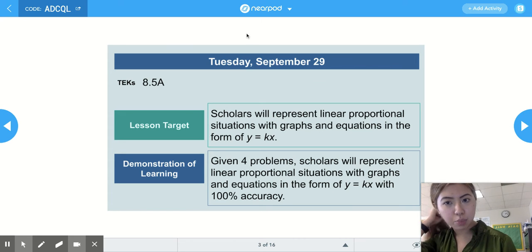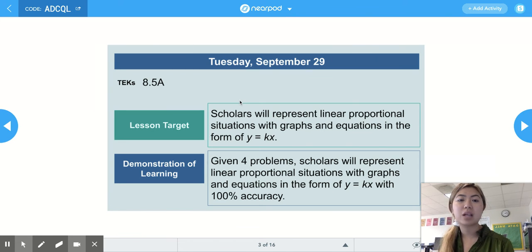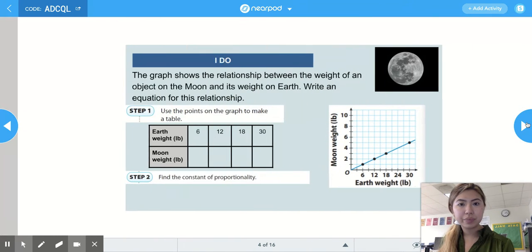Our TEK is 8.5a. Our lesson target is that scholars will represent linear proportional situations with graphs and equations in the form of y is equal to k times x. Our DOL is given 4 problems. Scholars will represent linear proportional situations with graphs and equations with 100% accuracy.